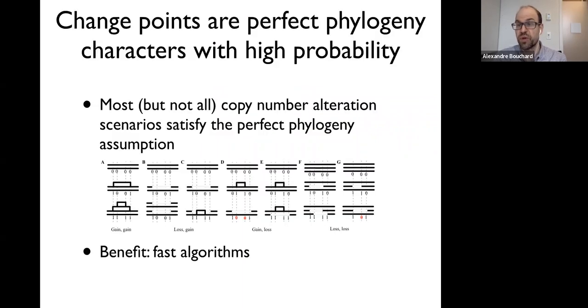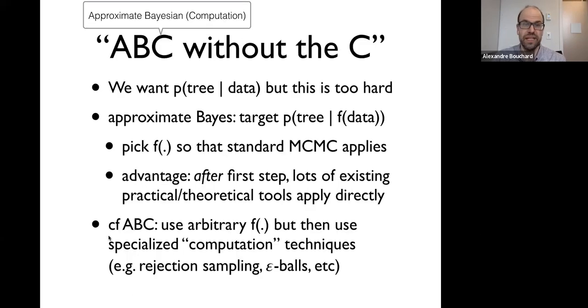Now, a property of this transformation is that most of the scenarios that you can enumerate will satisfy the perfect phylogeny assumption once encoded with this transformation, but not all of them. So it's not perfect, but it does reduce the dependencies quite a bit. The key benefit is that we get an efficient algorithm out of this. At a high level, one way to view what we're doing here is a bit like approximate Bayesian computation, but without the C, without the computation.